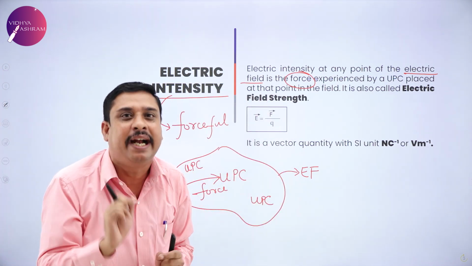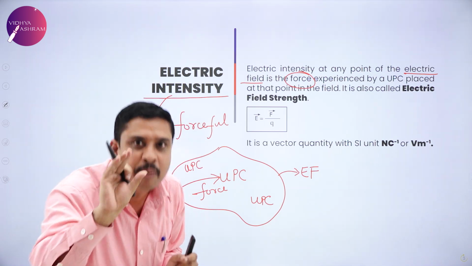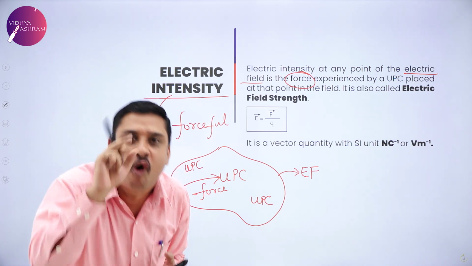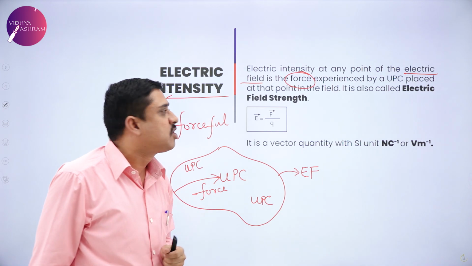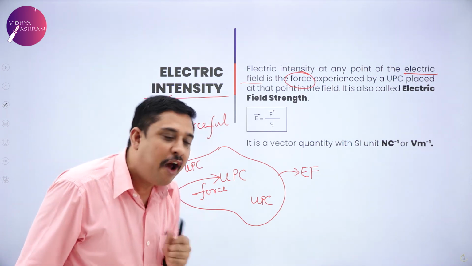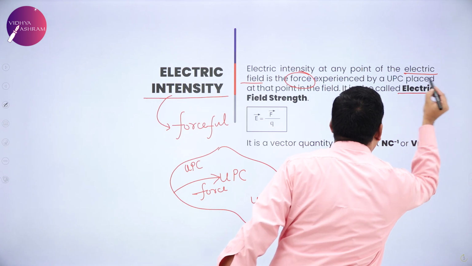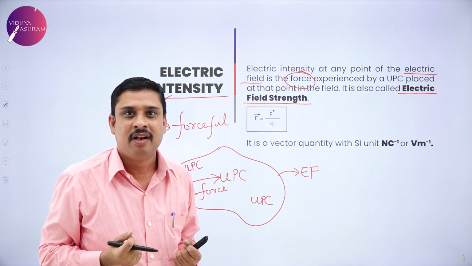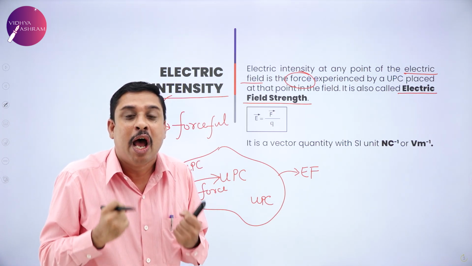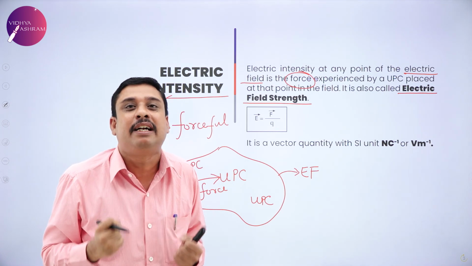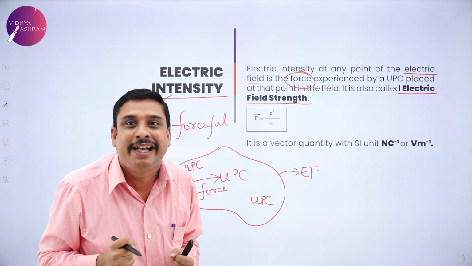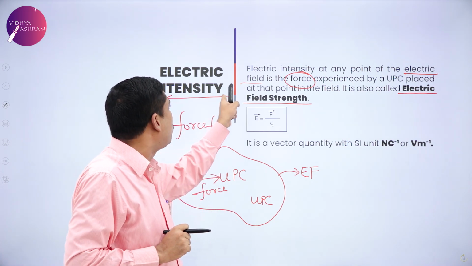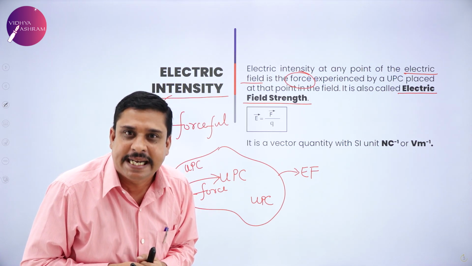Wherever inside the electric field you place the UPC, it will experience force. That force is called electric intensity, or, dear students, it is also called electric field strength. Strength of the electric field. How much force is exerted on the UPC? The magnitude of the force acting on the UPC. That is what we call electric intensity.